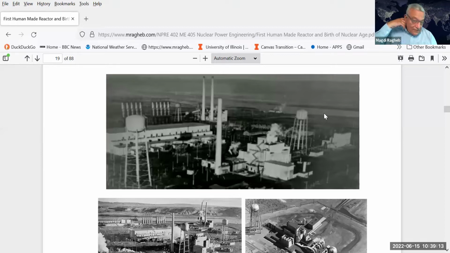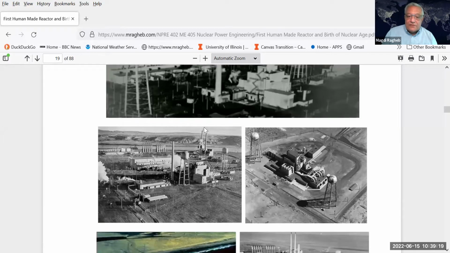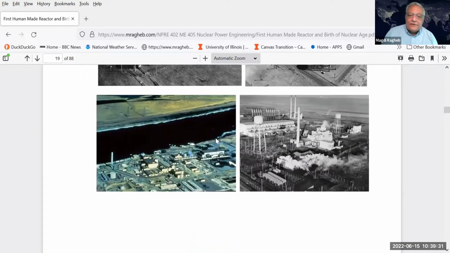It's a desert area, but the river passes there. And as I said, they built 9 reactors. Some of them are shown here. They were designated as A, B, C, D, E, and so on. This would be, again, the Columbia River shown here. There are different pictures shown of those reactors.